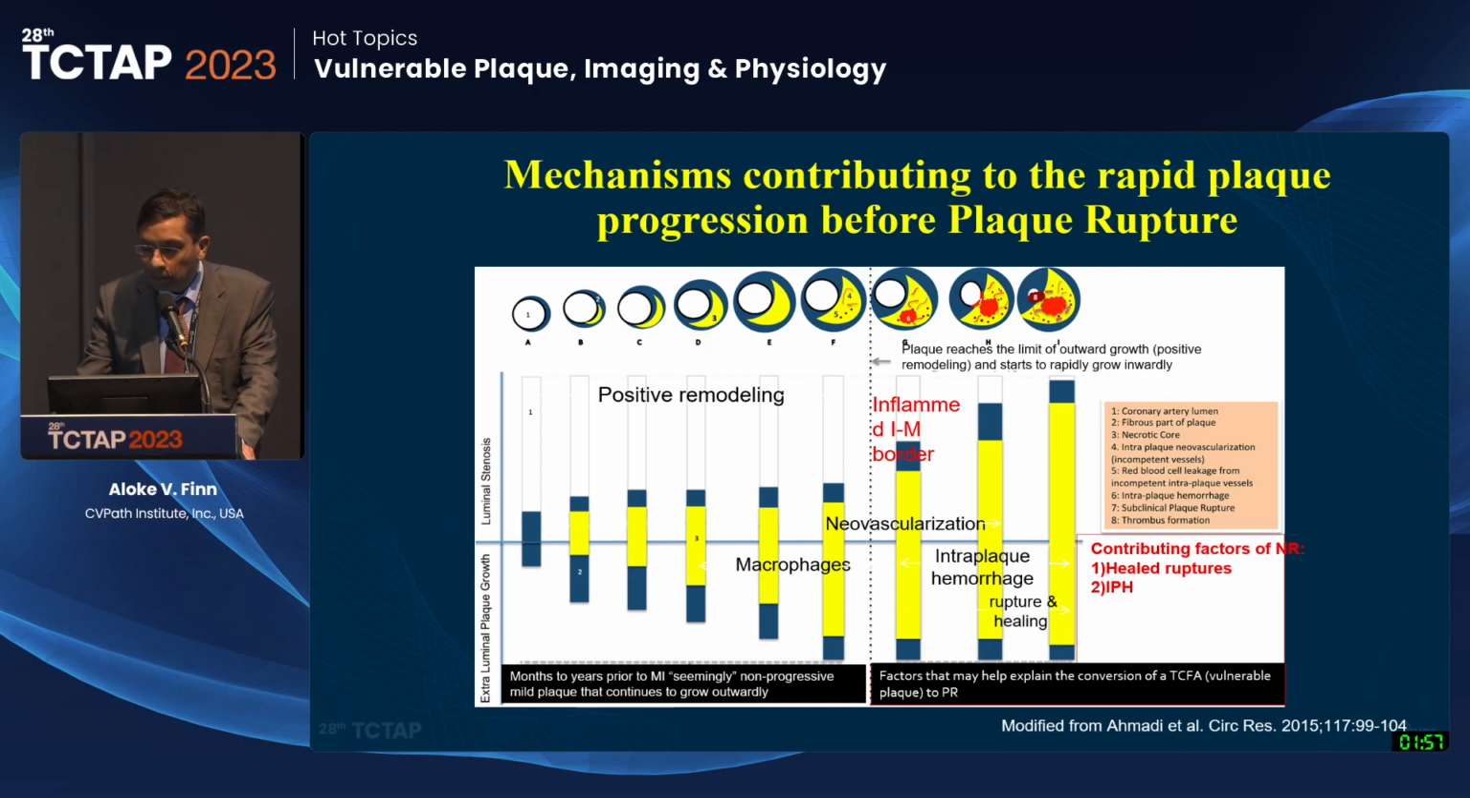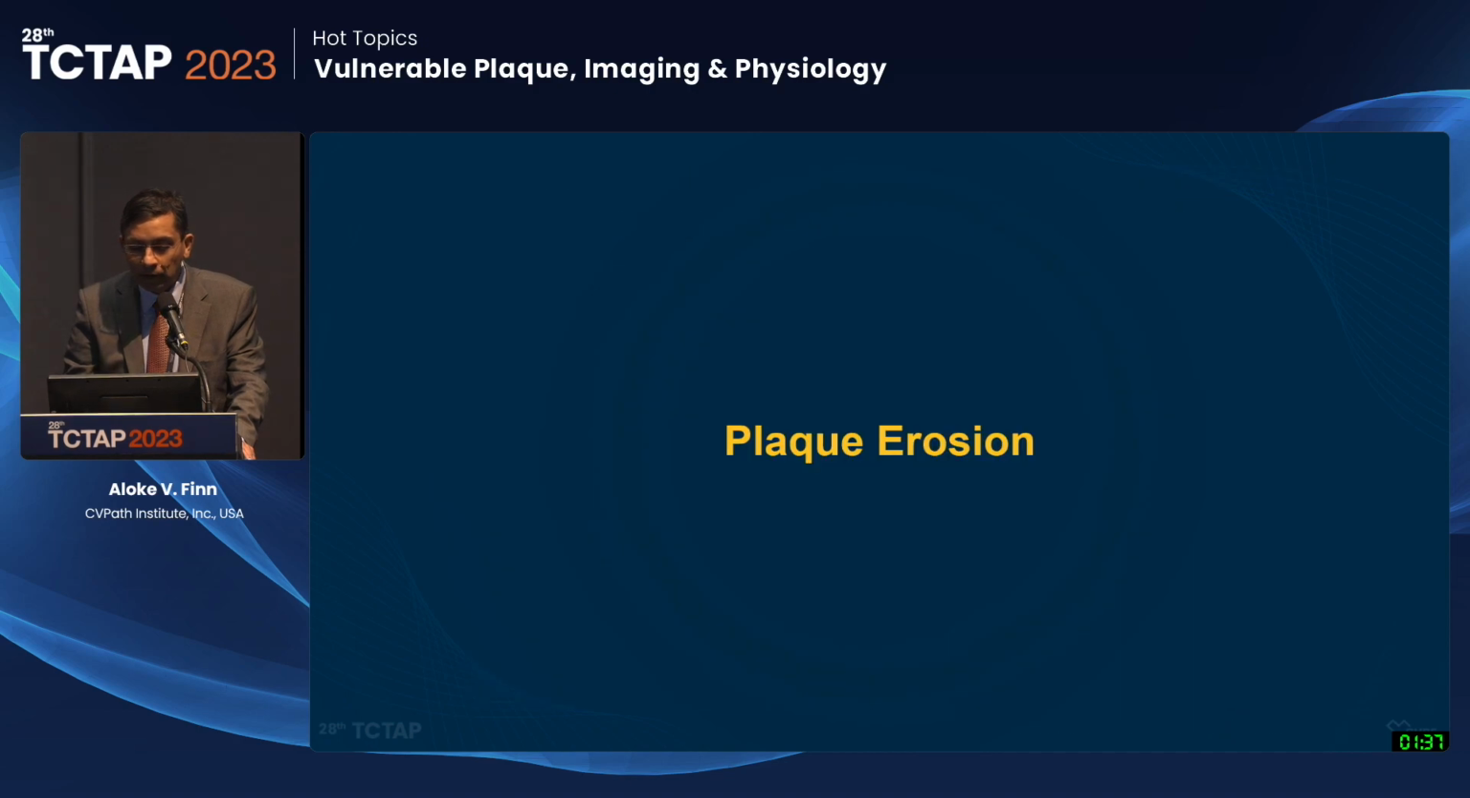Regarding mechanisms contributing to rapid plaque progression, you can see here I've shown that there's a positive remodeling effect up to a certain percent stenosis, and then we start to get negative remodeling with inflammation and more intraplaque hemorrhage and neovascularization. I think the contributing factors to negative remodeling are the presence of healed ruptures that Ik mentioned, as well as intraplaque hemorrhage. Now, I just want to go on briefly and talk about a few other plaque phenotypes.